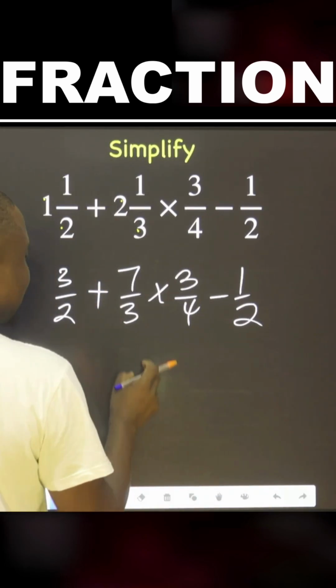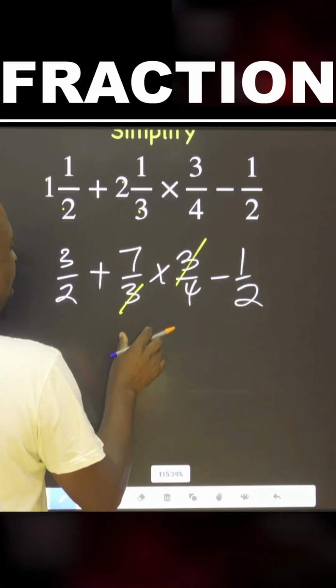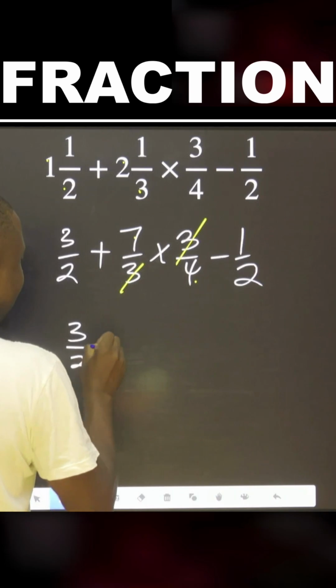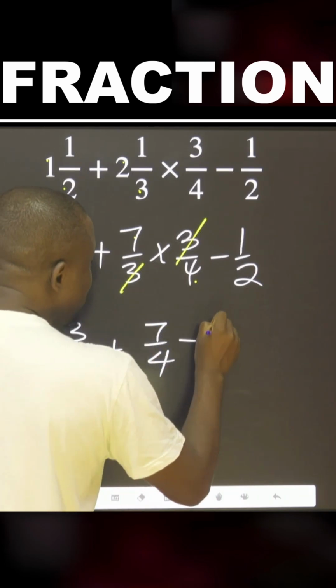Now, let's work with the multiplication first. As you can see in this place, this will cancel this. What is going to remain now is 7 over 4. So this will still be here. 7 over 4 minus 1 over 2.